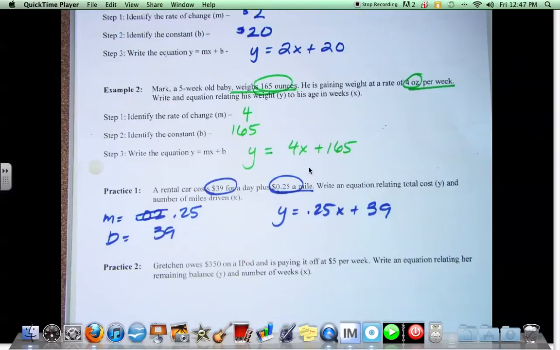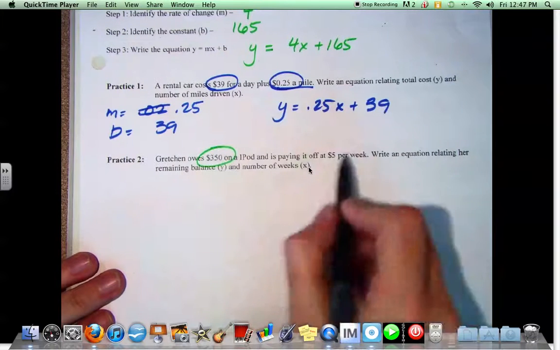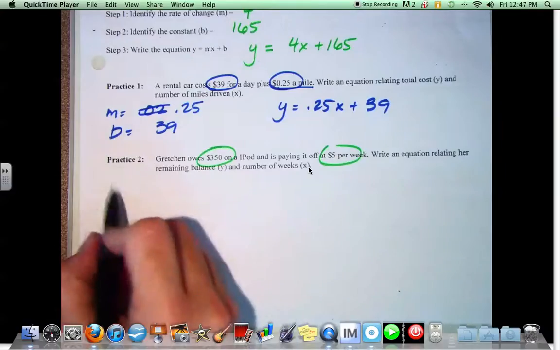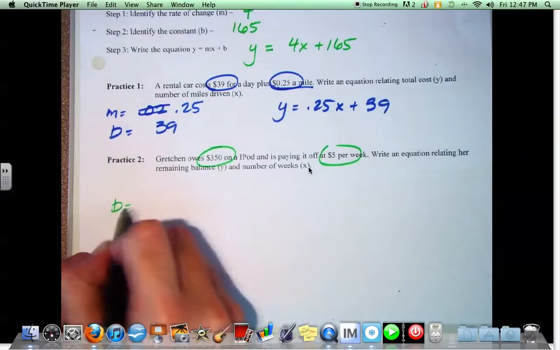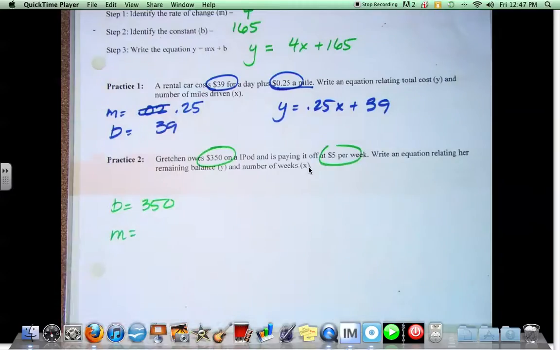All right, Gretchen owes $350 on an iPod and is paying it off at $5 per week. Write an equation relating her remaining balance y and number of weeks x. So, two amounts that we're looking at here: 5 and 350. What are we starting off with? What's our y-intercept? 350. Now, our rate of change. 5. Minus 5. Because you're paying it off.